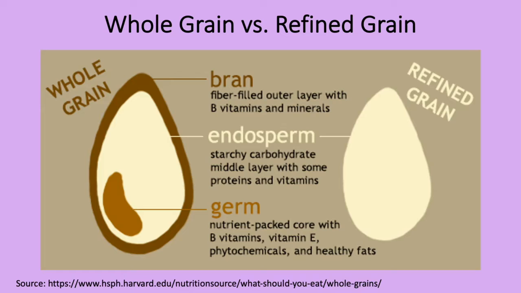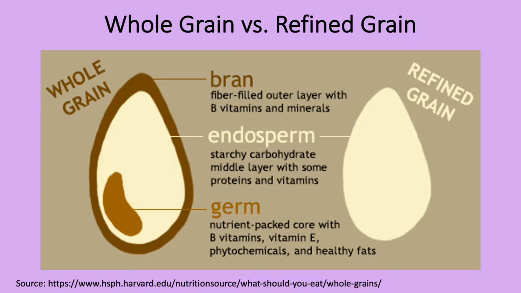The germ is the core of the seed where growth occurs. It is rich in healthy fats, vitamin E, B vitamins, and antioxidants. The endosperm is the interior layer that provides carbohydrates for energy, protein to help build and repair tissue, and iron to help blood transport oxygen throughout the body. Examples of whole grains include whole wheat flour, oatmeal, whole cornmeal, and brown rice.